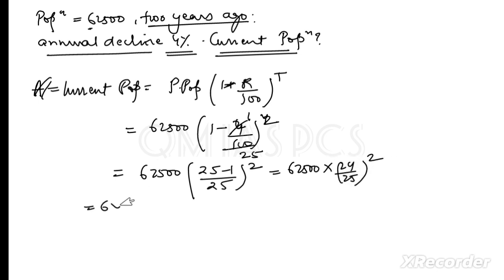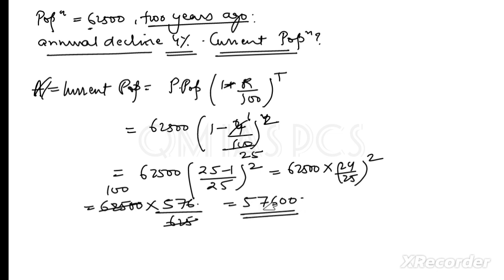So 62500 multiplied by 24 squared, which is 576, over 625. This will cancel out to 100. So finally we will have 57600. So now the present population will be what?